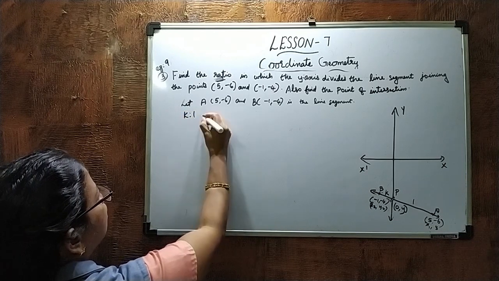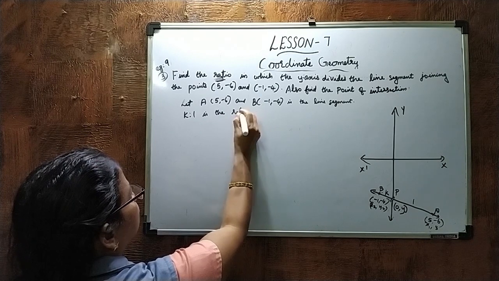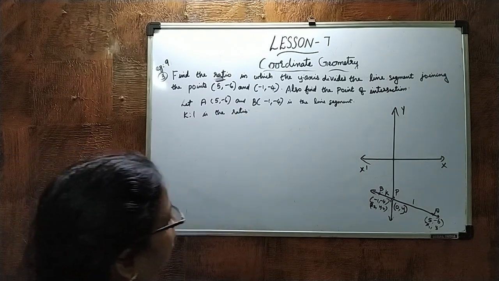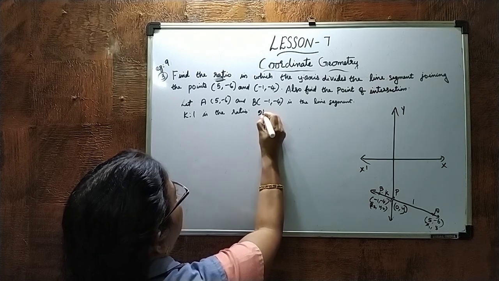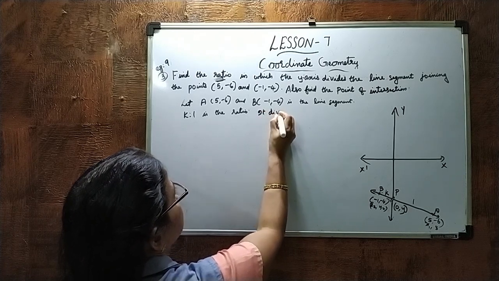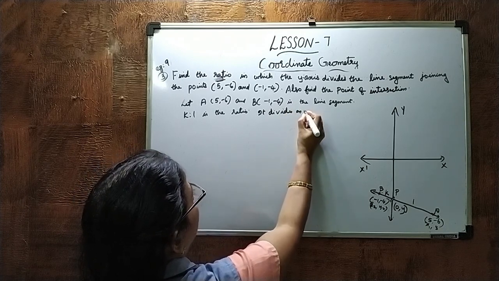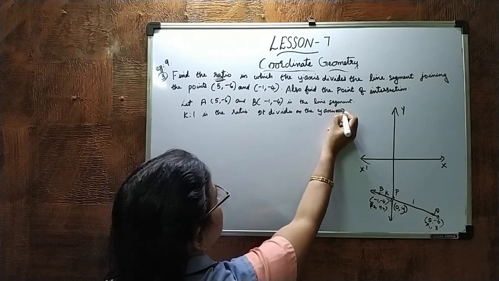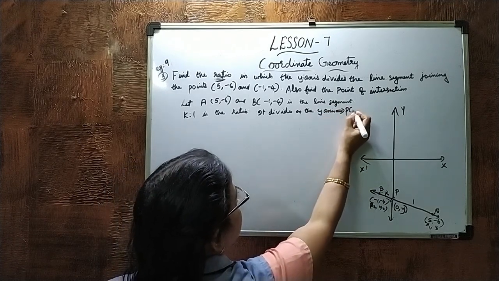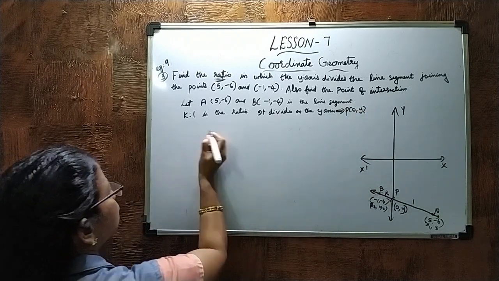K is to 1 is the ratio, right? And it divides on the y-axis. That means P is (0, y). Okay, I will start now.